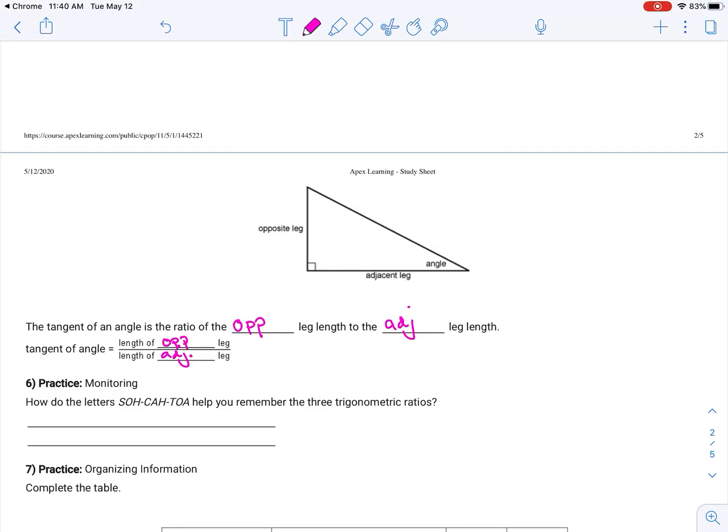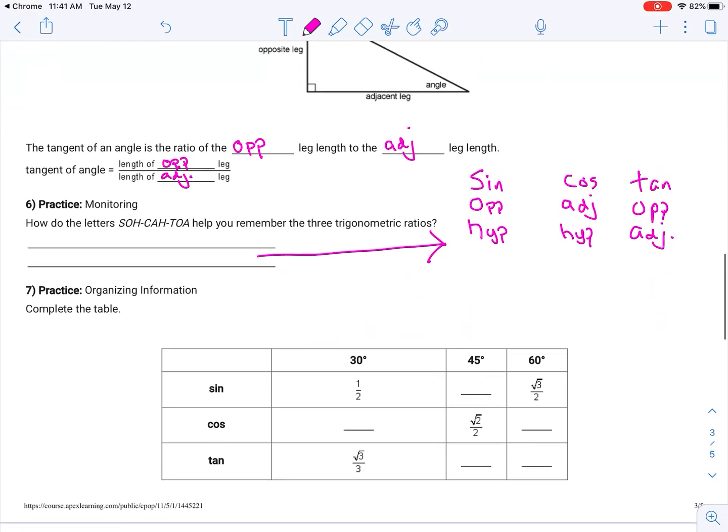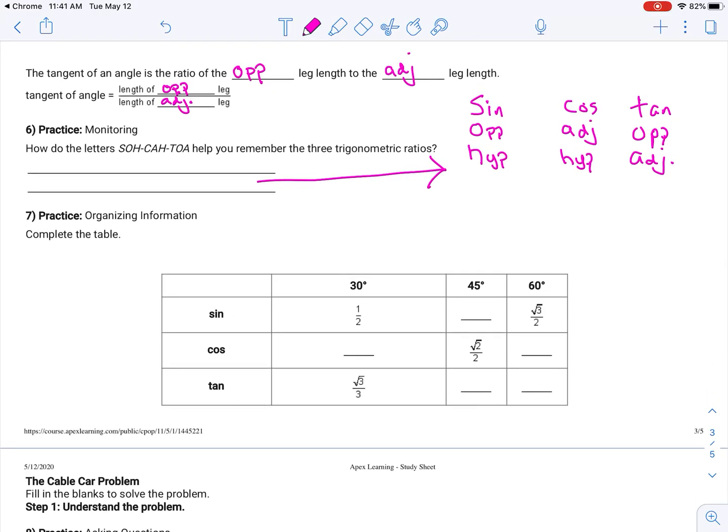How do the letters SOHCAHTOA help you remember the trigonometric ratios? That's the next question there. So the way we remember this is SOHCAHTOA. The sine is the opposite over the hypotenuse, and the cosine is the adjacent over the hypotenuse, and the tangent is the opposite over the adjacent. So you could just make a little arrow over there.